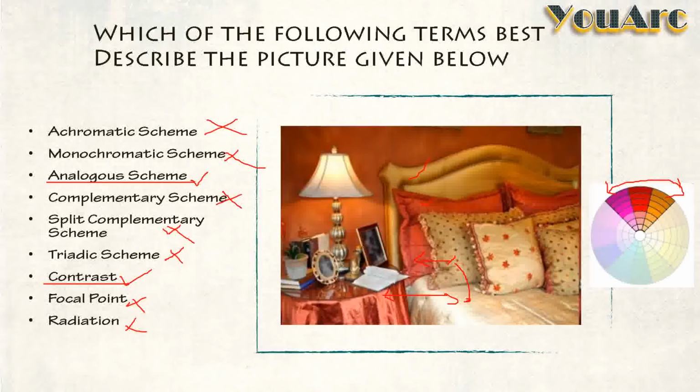Right. If you look into minute detail, if you cannot see any other option, then you can go for this minute detailing. You can see red here and green here, right? If you wanted to go into that detail, then it would be a complementary color scheme, but I don't think they will ask like this.